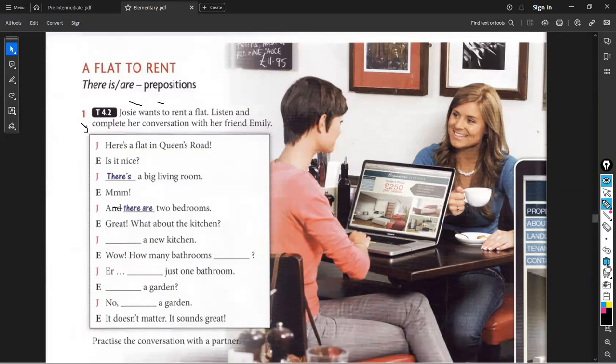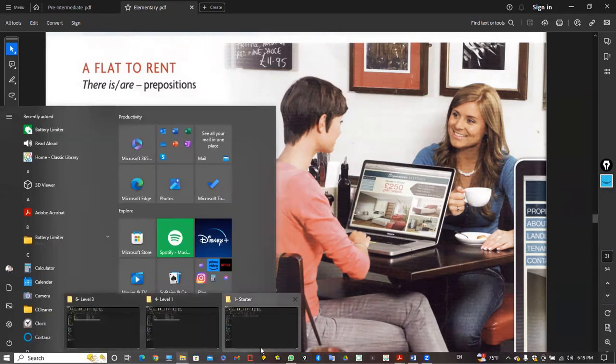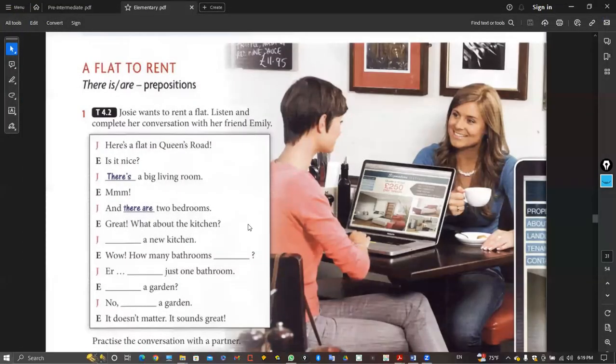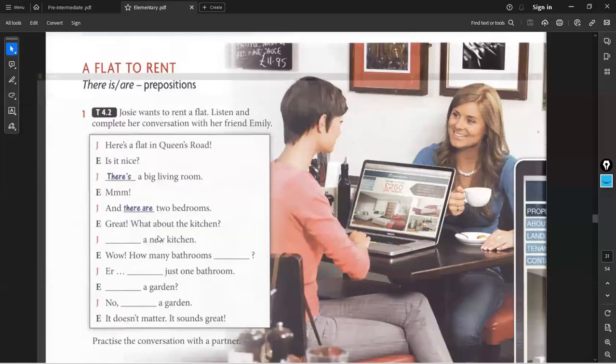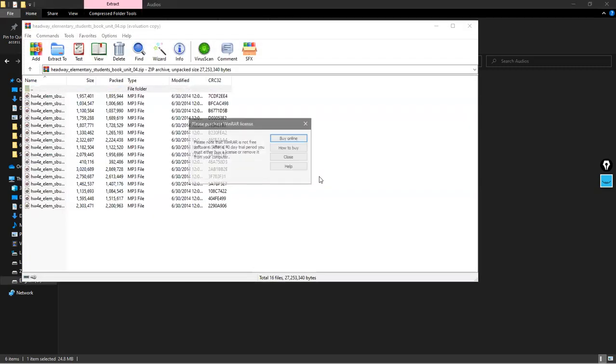Again, we notice that exercise 4.2 is saying Juicy wants to rent a flat. So let's listen and complete the conversation here. So unit 4, recording 2. No, it's not here. Let me open unit 4. And let me play recording 2.